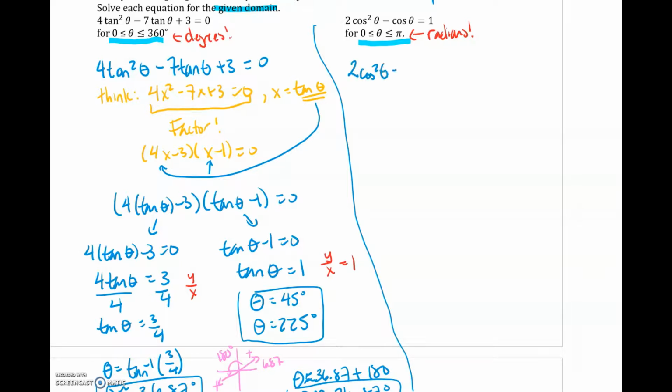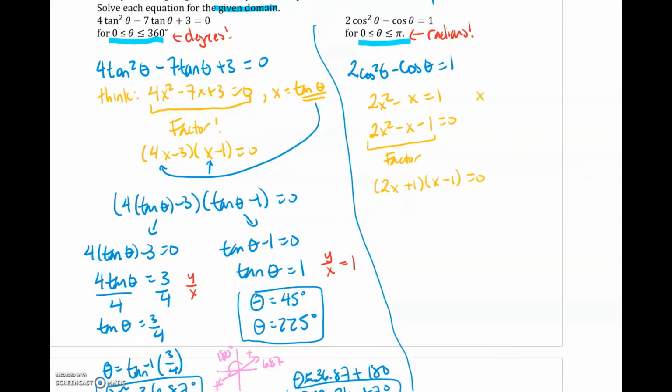This 2 cosine squared theta minus cosine theta equals 1. Imagine this as 2x squared minus x equals 1, because to me that's a lot easier to approach. And I want to think, well, how would I solve that? I'm going to take away 1 from both sides because I want a 0 on one side of my quadratic, and then I'm going to go ahead and try factoring. And again, if you want to do the quadratic formula, you could, but this one's super easy to factor as well. So when I factored this, I got the factors 2x plus 1 times x minus 1 equals 0.